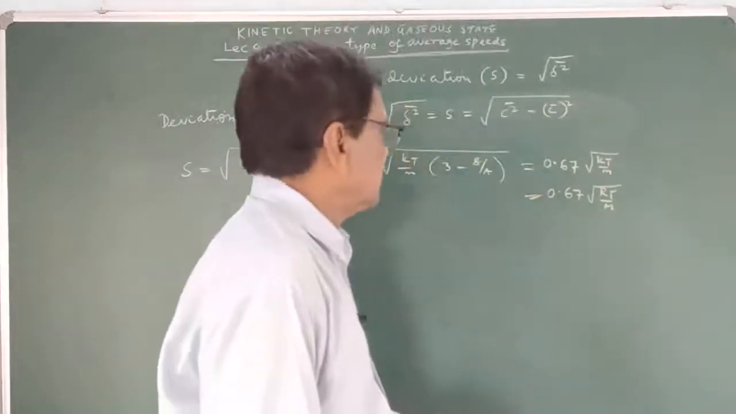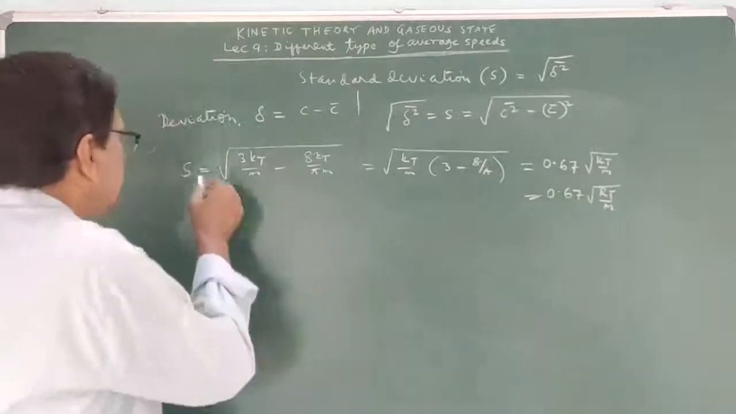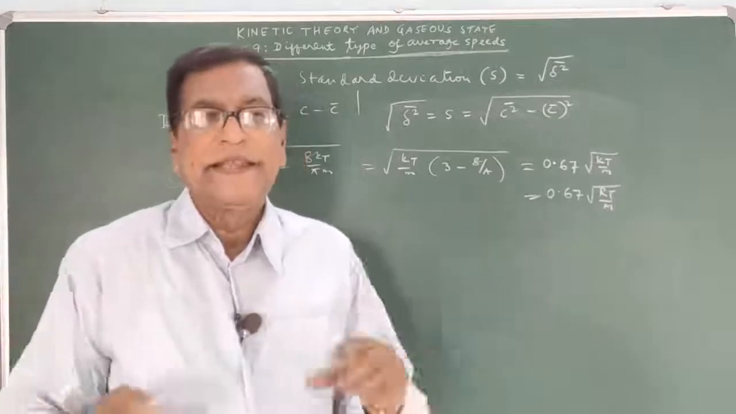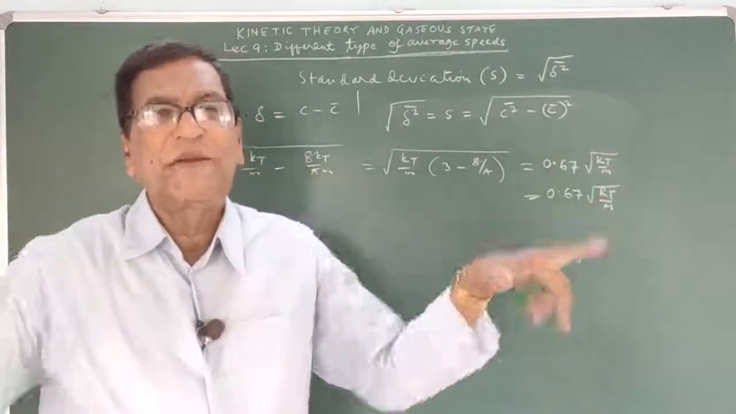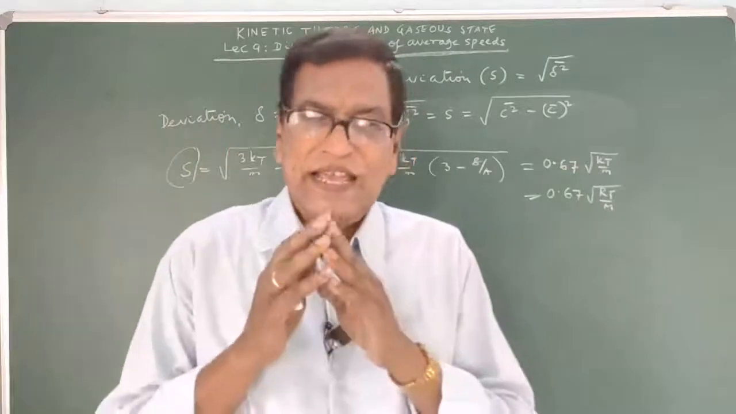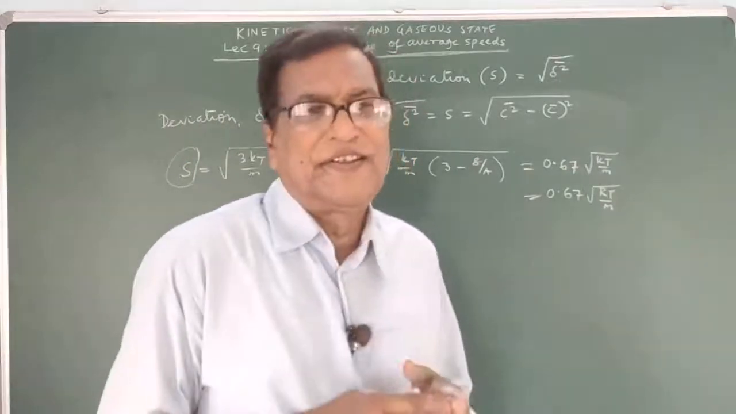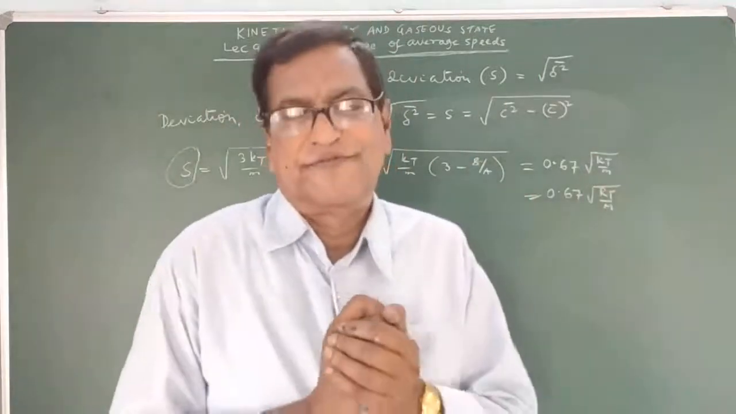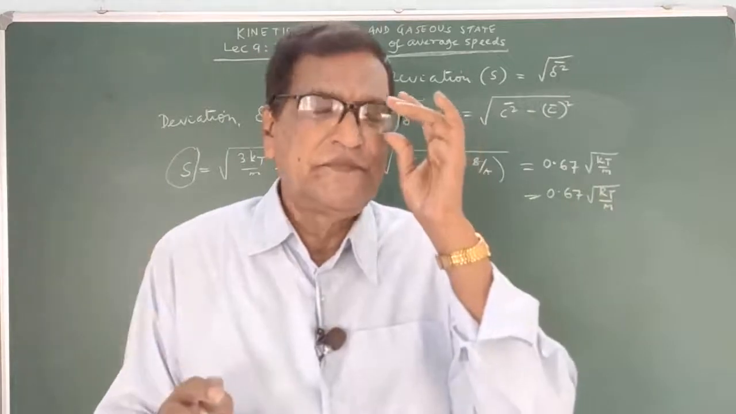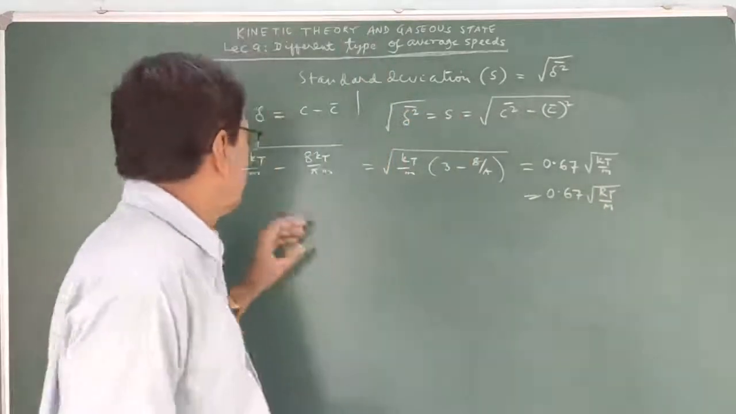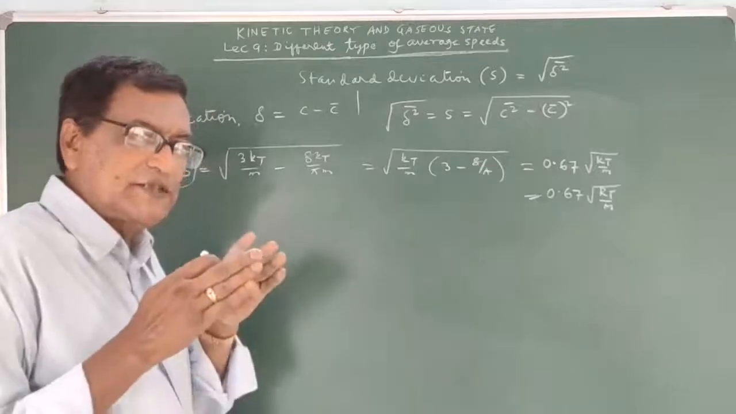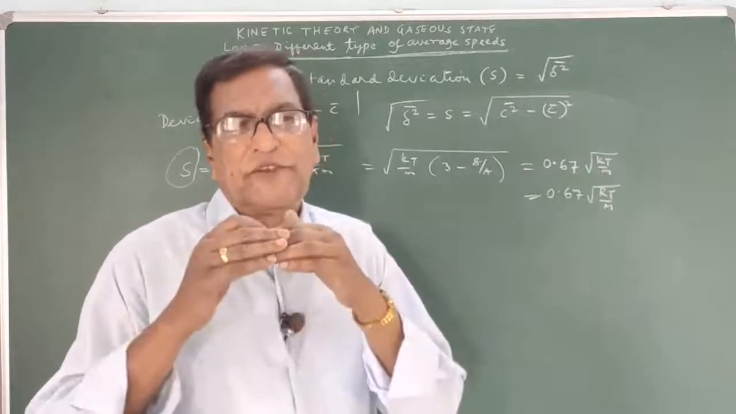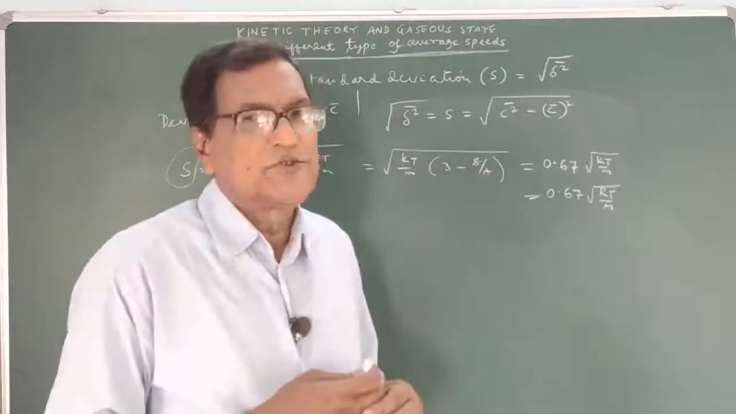So from this significance of the standard deviation, the greater the value of the standard deviation, the more spread or more breadth of this distribution curve. If the value of S is smaller, then the breadth or the spread of the velocities or speeds is also very less.